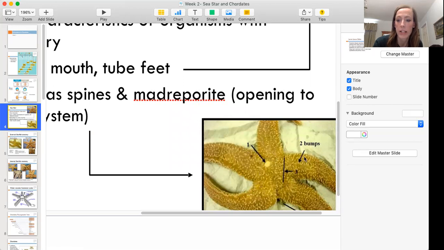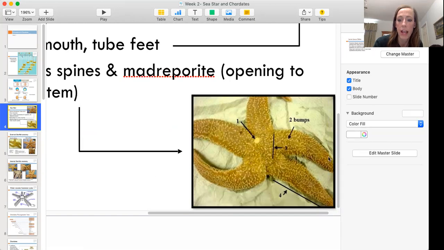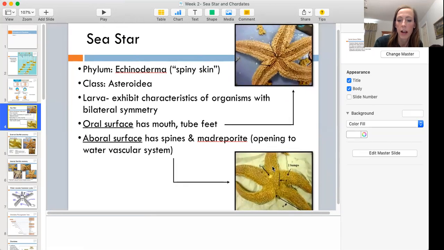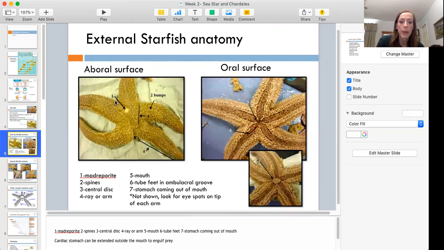It's called the madreporite. There are spines that cover the entire surface, and each of the extensions from that central disc are called arms, or sometimes called rays. Okay. So we are going to turn to the next slide, where you can see a lot of the same structures that I just discussed: the madreporite, the central disc, the spines, and the rays or the arms on the oral surface. The oral surface again has the mouth, which is number 5 here. This is on the oral or ventral surface.